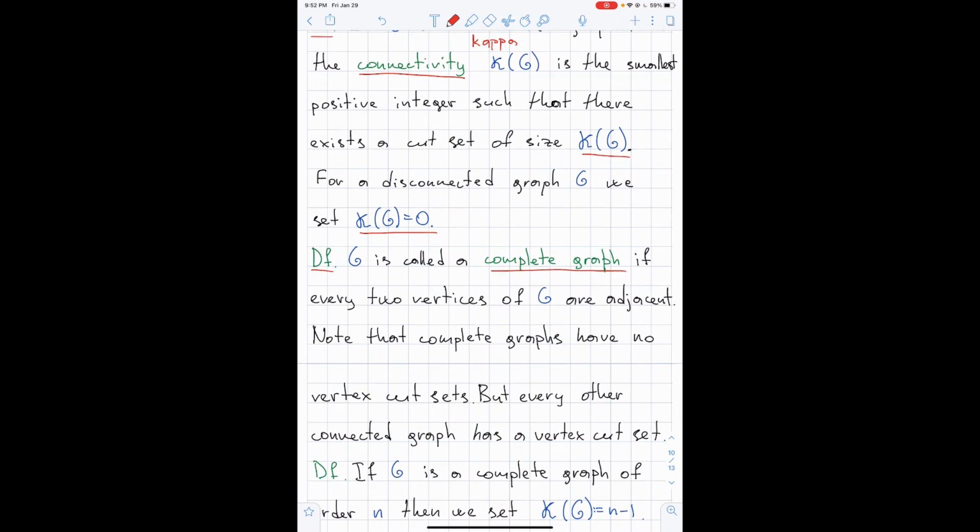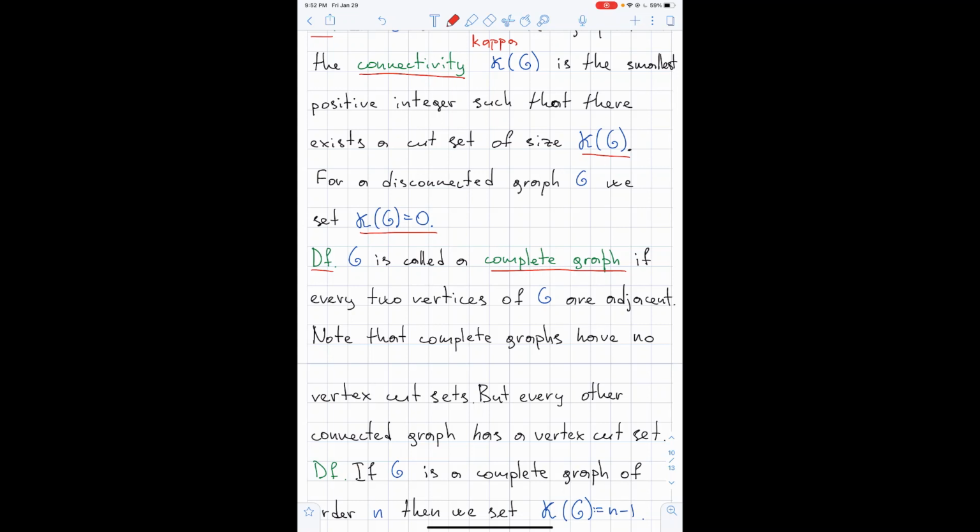We just put in all the possible edges there. And the point is that for a complete graph, there are no vertex cut sets at all. Because we remove any subset of vertices, still the remaining vertices are going to be connected.